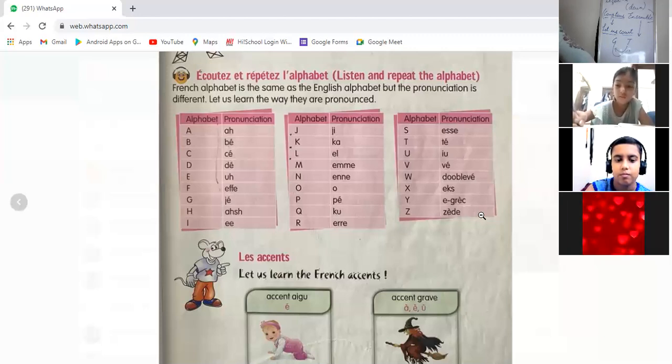KLMNO. Very good. Then, Ma'am, it is same. Yes, it is same. Only K is different. K is pronounced as Ka. LMNO is same. Then P is pronounced as Pay.